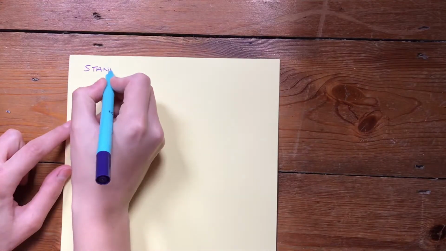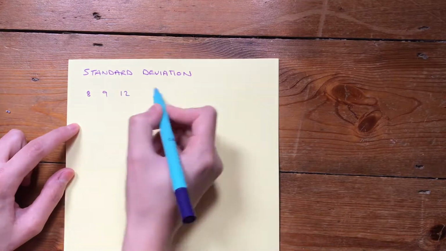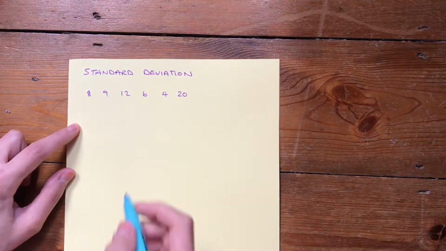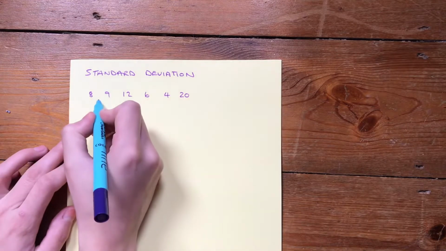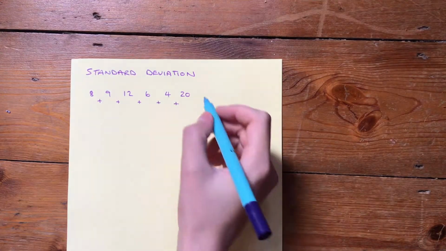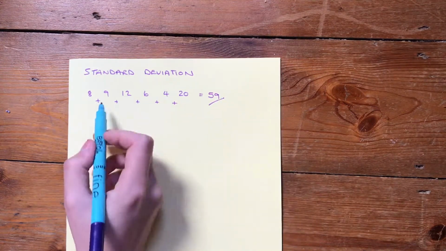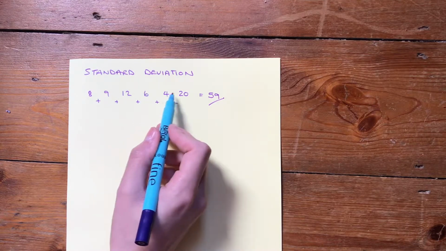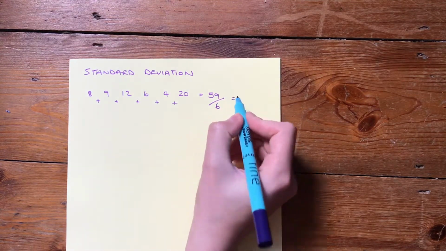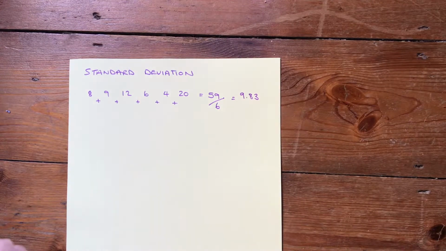Next, we're going to look at standard deviation. To work out standard deviation, you first need to work out the mean. So for example, in this situation, you're going to add 8, 9, 12, 6, 4 and 20 together. Then you're going to divide by the number of points we have. If you look at this, we've got 6 points. So it's 59 divided by 6, which gives us the mean of these numbers, 9.83.